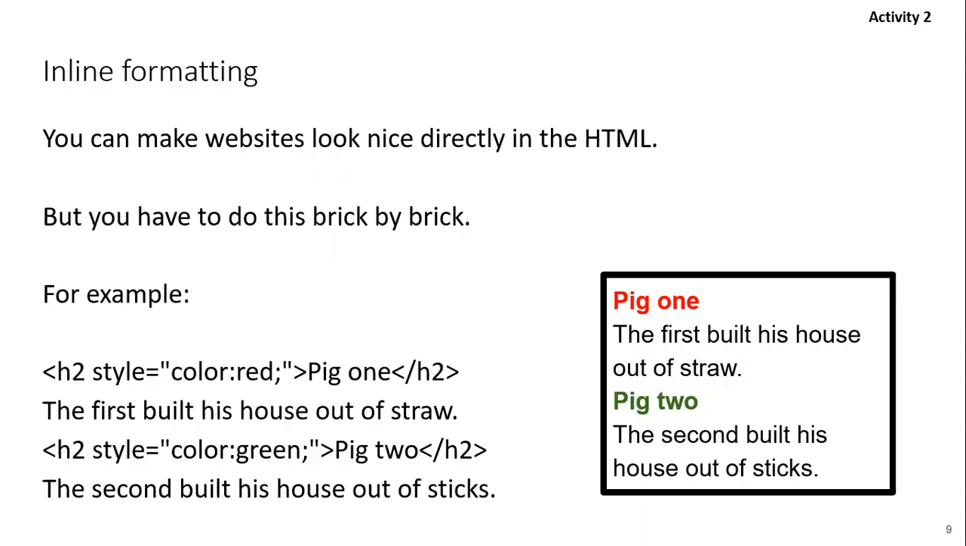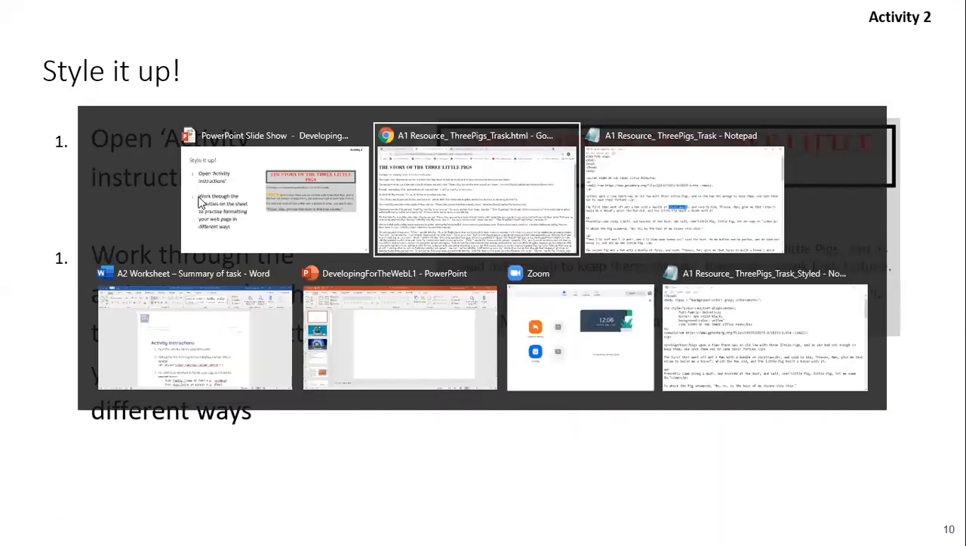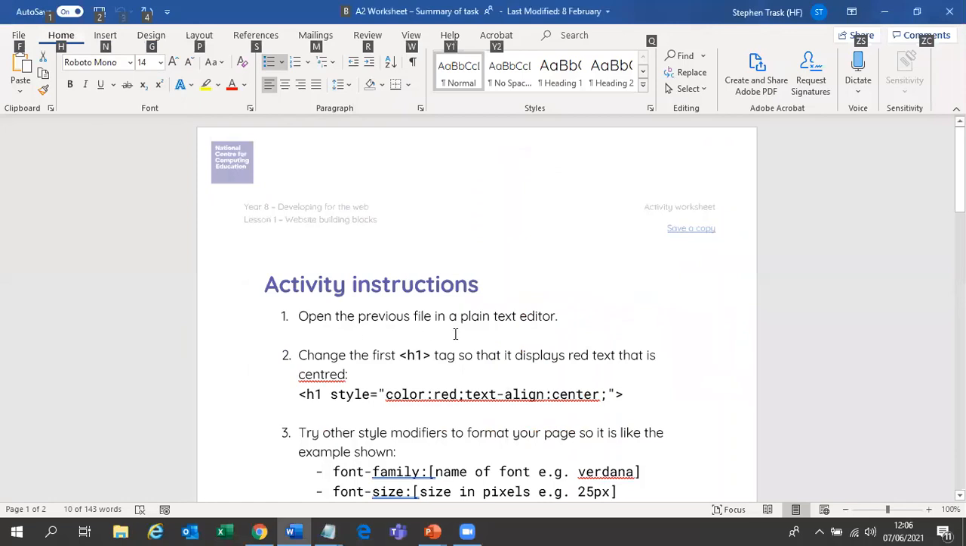So you can see here, and I've not done this particular one, but they've created an H2 style. So it's a little bit smaller than H1. And they've made a color red for the words pig1, and then normal text for this. And then they've done H2 style color green for pig2, and then normal text below that about being built out of sticks. So what we're going to do is look at the activity instructions, which is here.